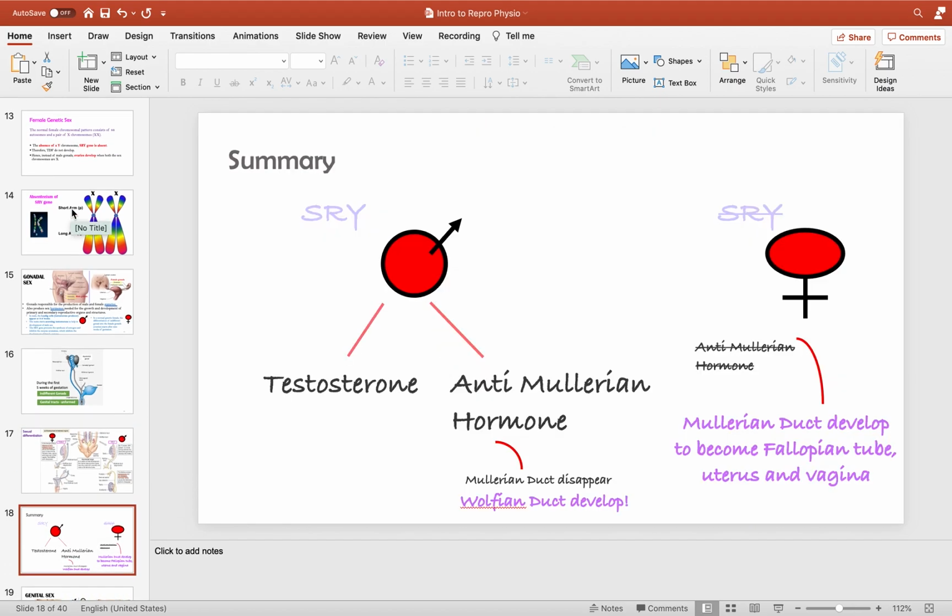So as a summary, when SRY is present, it produces testosterone and anti-Mullerian hormone, which cause the Mullerian duct to disappear. Hence, the Wolffian duct will develop. And in the female, when there is no SRY, the Mullerian duct develops to become the fallopian tube, uterus, and vagina.